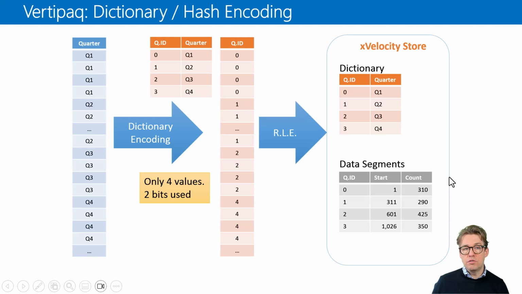Another trick it does is using dictionary encoding. So instead of storing Q1, or for example a city, New York or London, it's going to put it in a hash, a dictionary, and it's just going to use 0, 1, 2, 3. So that's what it's going to store. Not the value itself, but the hash. Together with the part that we saw before, the run length encoding, you already get a pretty decent encoding.